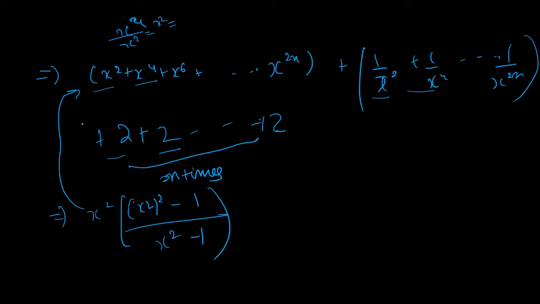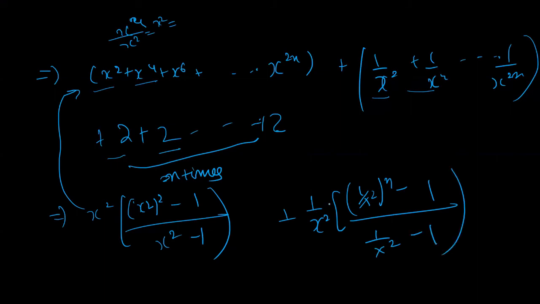And here also you can take x square common. So what you are left with is 1 plus x square and all those terms. This will become 1 upon x square to the power n minus 1 upon 1 by x square minus 1, again applying the formula for GP only, plus 2n. Tell me if it is clear.